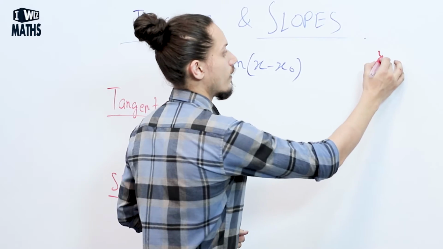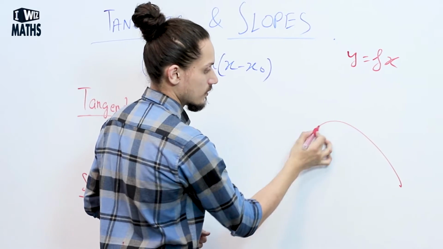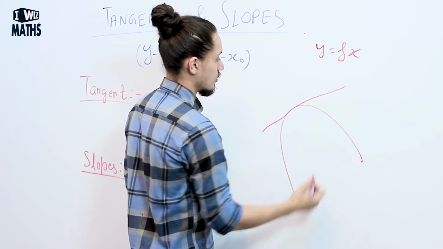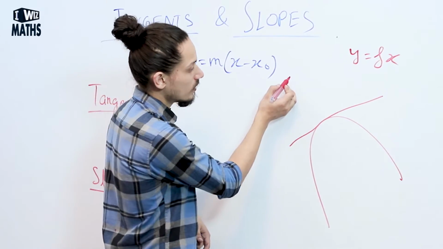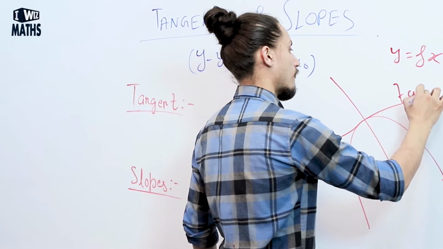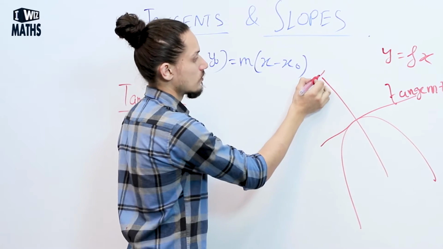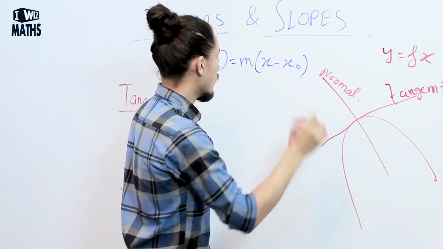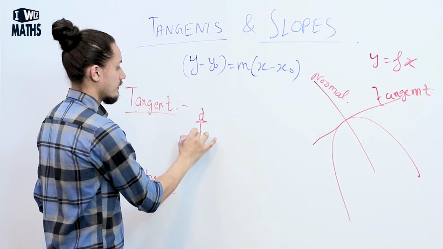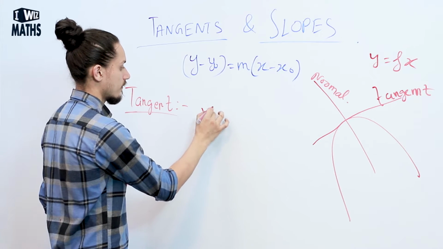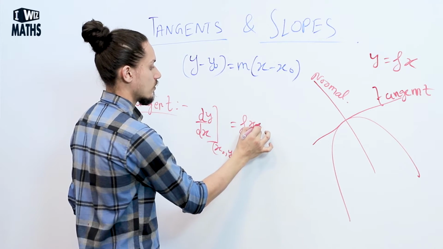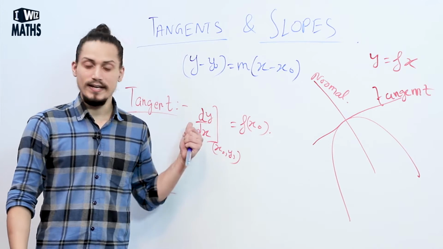So if we have a curve y is equal to f(x), a tangent is a line which is touching this curve at a point, and the normal will be perpendicular to this curve. This is the tangent, this is the normal. Now the slope of the tangent to this curve y is equal to f(x) is given by dy/dx at (x0, y0), which is equal to f dash of x0.